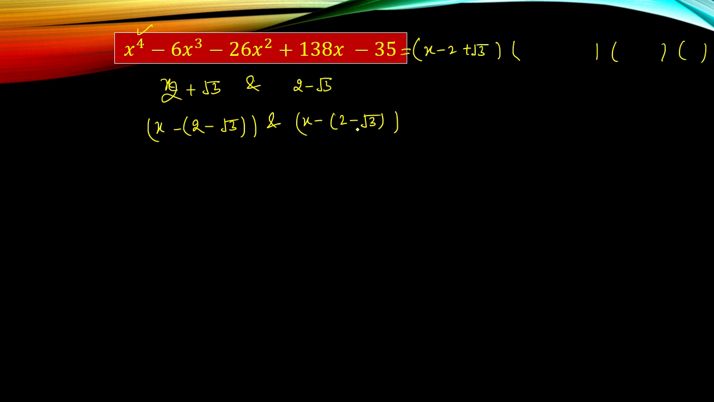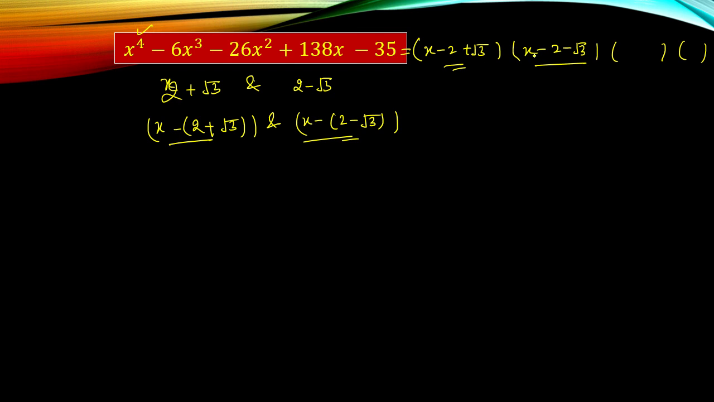And now opening the bracket here, we get x minus 2 minus root 3, so we write this one here. Opening the bracket, x minus 2 plus root 3, we write this one here.